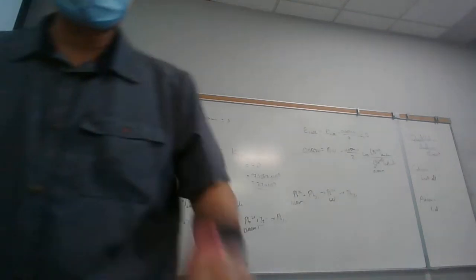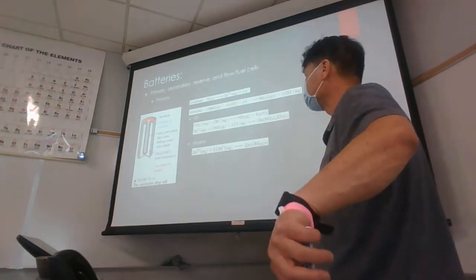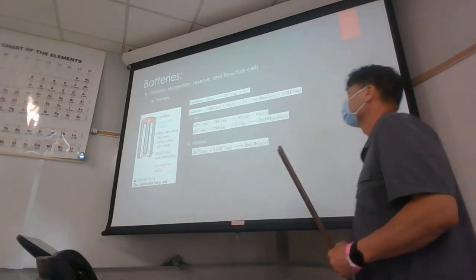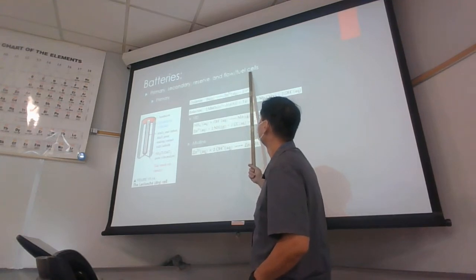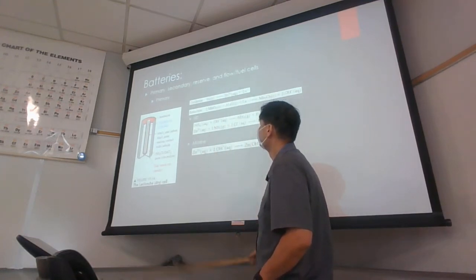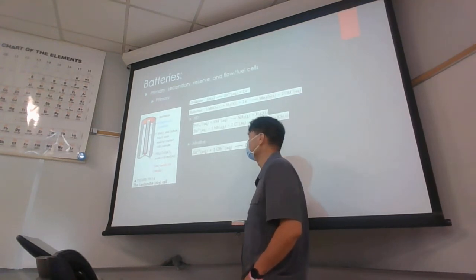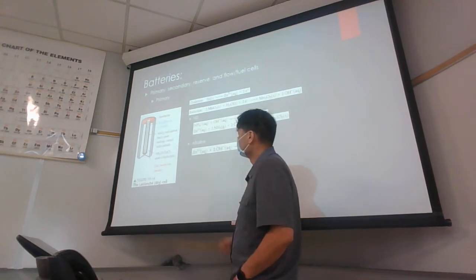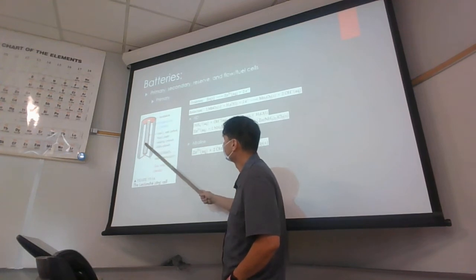Okay, so those are examples of using the Nernst equation. Next, we're going to talk about batteries. Batteries are an important application for these voltaic or galvanic cells. We have primary, secondary, reserve, flow, and fuel cells. With primary batteries, it's hard to recharge this battery. The reaction is irreversible. But once you're done with the primary battery, you just dispose of it. And so this is your standard battery here.